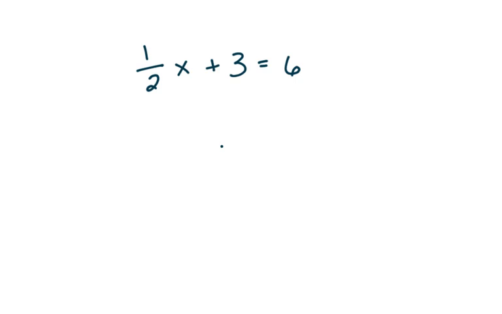So again, we're going to get rid of any addition or subtraction first. We would subtract 3 from both sides, which would leave me with 1/2 x equals 3. And then I would multiply both sides by the reciprocal. And the reciprocal of 1/2 is 2 over 1, which is the same thing as just multiplying by 2.